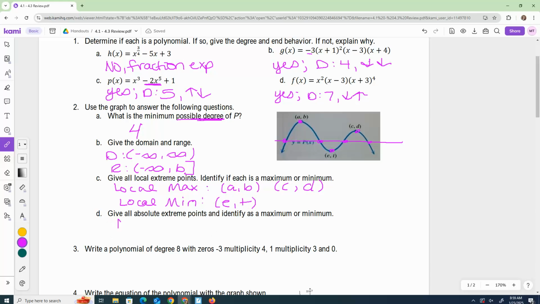Okay, absolute, highest or lowest on the entire graph. So is there a highest point on the entire graph? Yeah, A, B. Is there a lowest point on the entire graph? E, T, but these ends have arrows, so they're going to keep going down. So we don't have a lowest, we just say none.